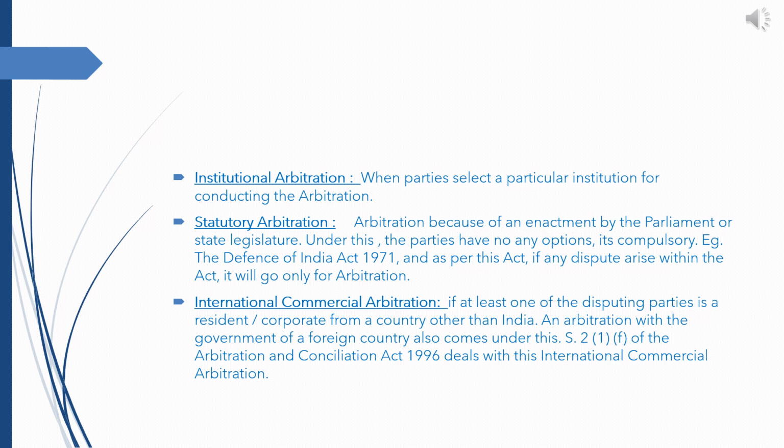Then the last one is international commercial arbitration. Here, one of the disputing parties, it could be a person or a corporation, should be from another country or belong to another country. And in international commercial arbitration, the other party can be a foreign country too, as per section 2(1)(f) of the Arbitration and Conciliation Act. So if the arbitration proceedings satisfy these conditions, we can say that the arbitration is an international commercial arbitration.